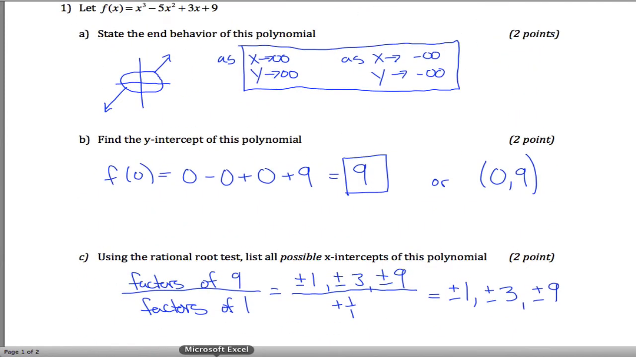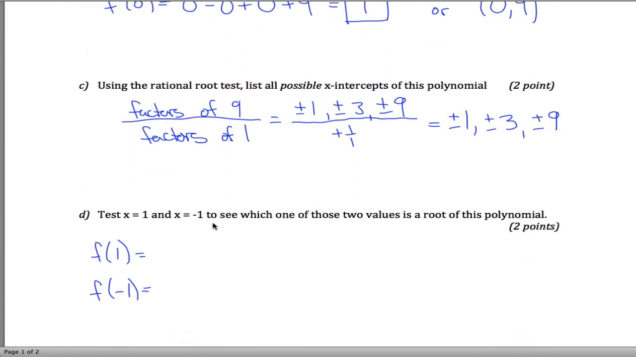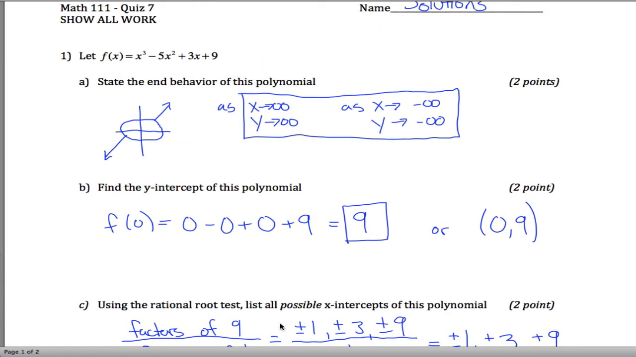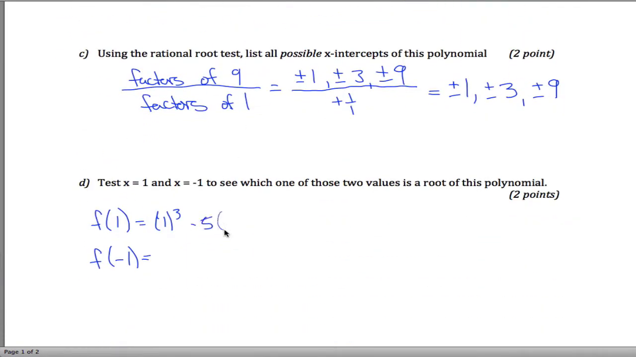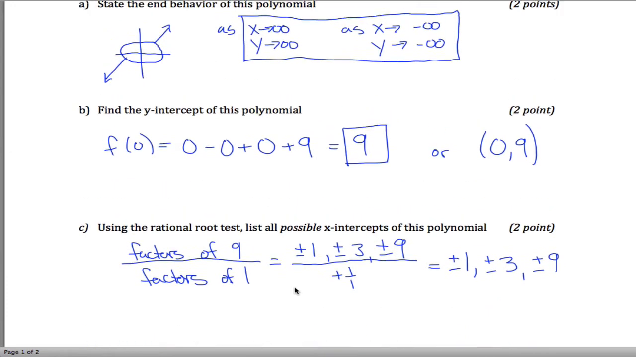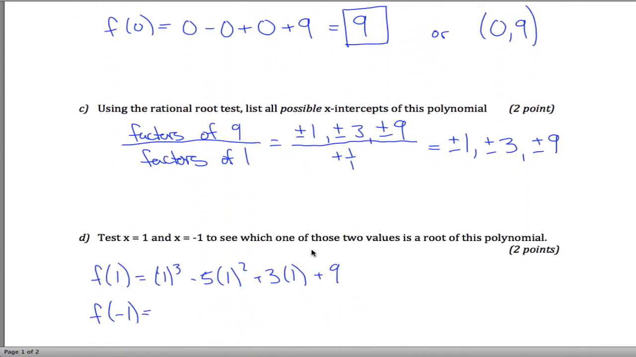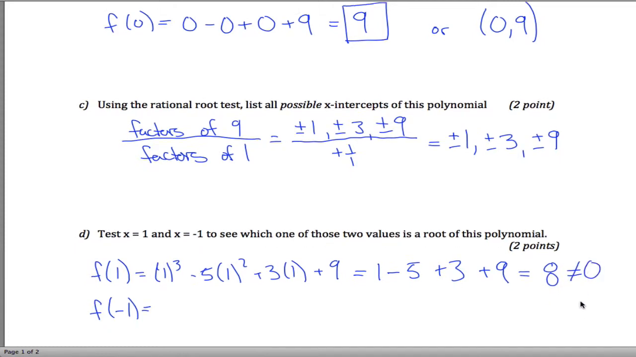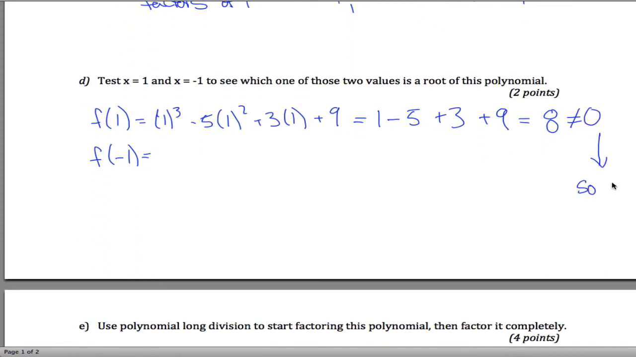So what I'm saying is take the original polynomial, x cubed minus 5x squared plus 3x plus 9, change all the x's into 1s. I get 1 cubed, minus 5 times 1 squared, plus 3 times 1 plus 9. Make sure I copied that right. Yeah. And then I figure out what this is equal to. 1 minus 5 plus 3 plus 9. That's not 0. What is it? 12, 13 minus 5 is 8. It's 8, which is not 0. So x equals 1 is not an x-intercept.